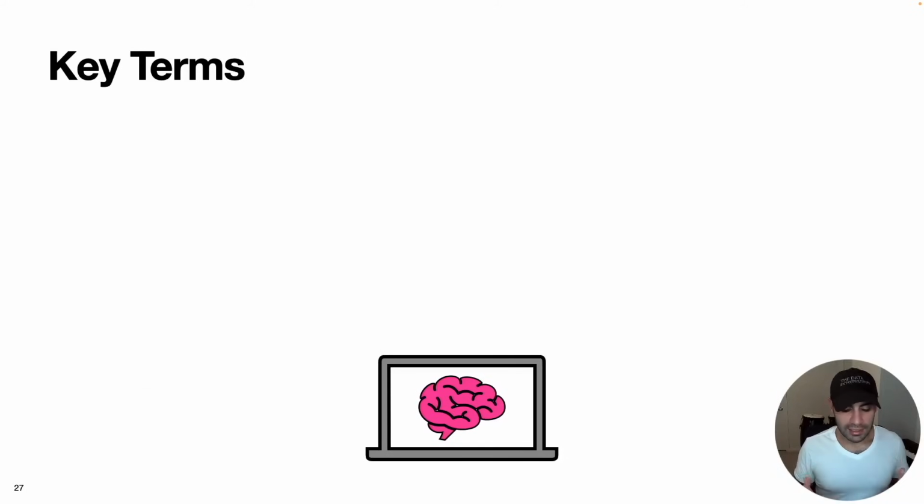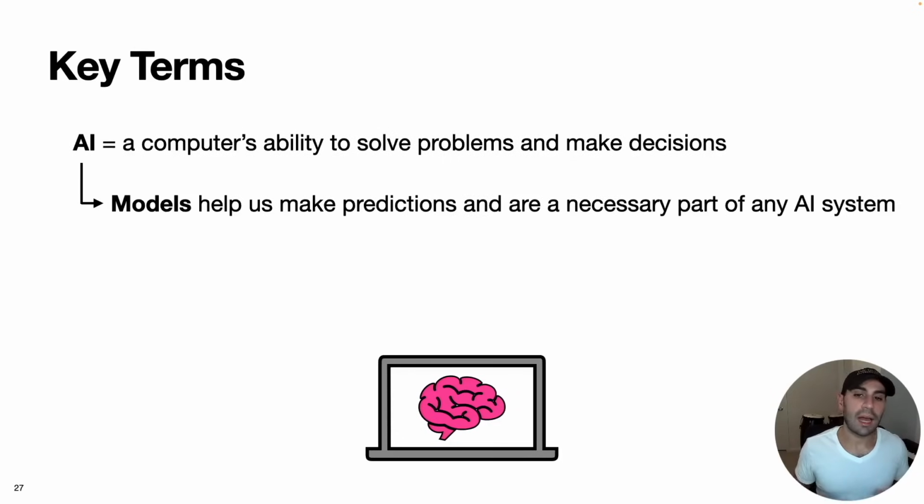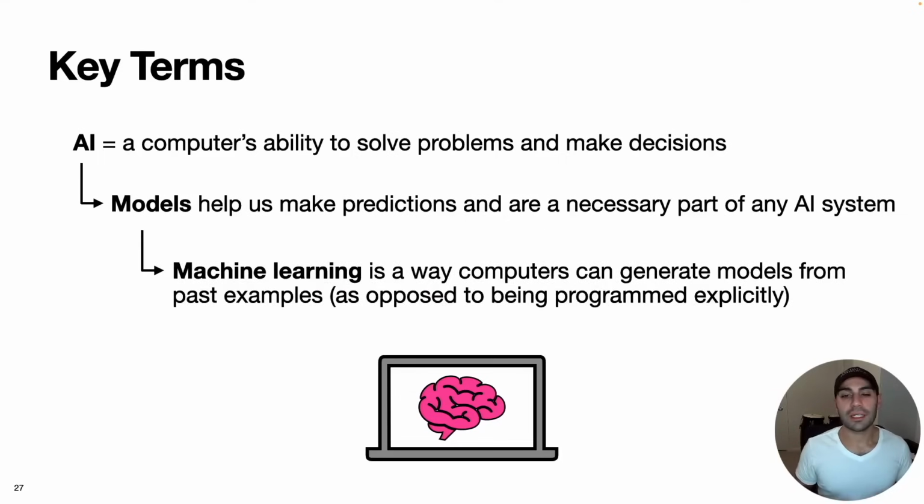We talked about a lot of different things, so just to recap a few key terms, we talked about AI and how it's a computer's ability to solve problems and make decisions. We also talked about models and how they help us make predictions and that they're a necessary part of any AI system. And then finally, we talked about machine learning, which is a data-driven way computers can generate models from past examples as opposed to being programmed explicitly.